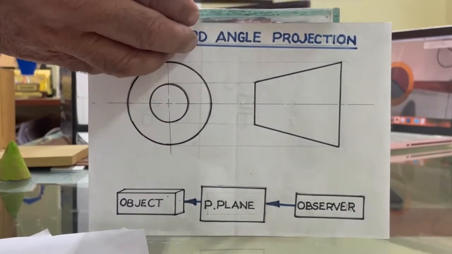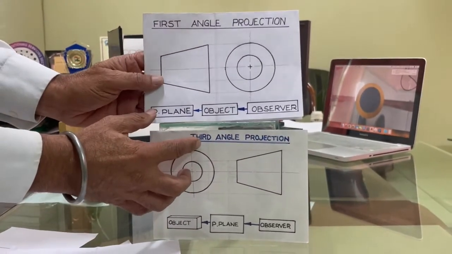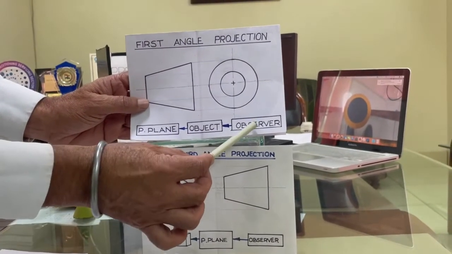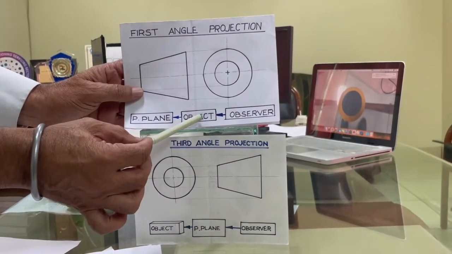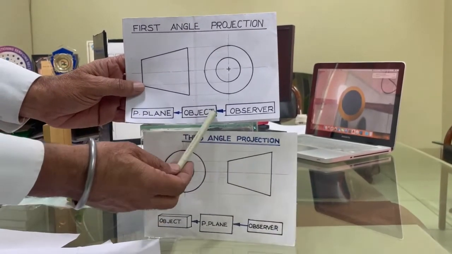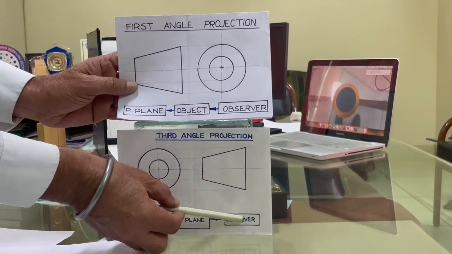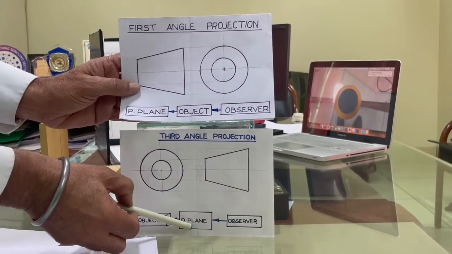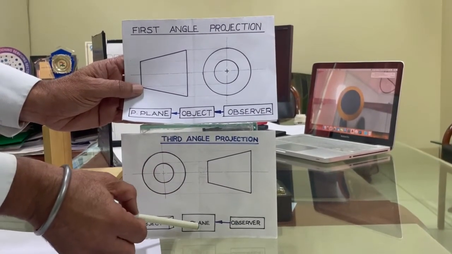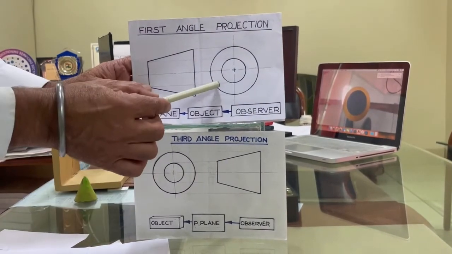Now you can see over here. This one is the first angle projection. This is the third angle projection. What is the difference? Observer, you are on this side. The object is placed in between the projection plane and the observer. In here, you are the observer, and the projection plane is between the object and the observer. Here your projection plane is glass. That is why this difference.